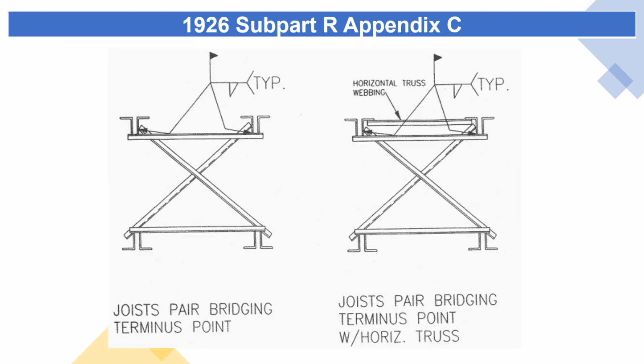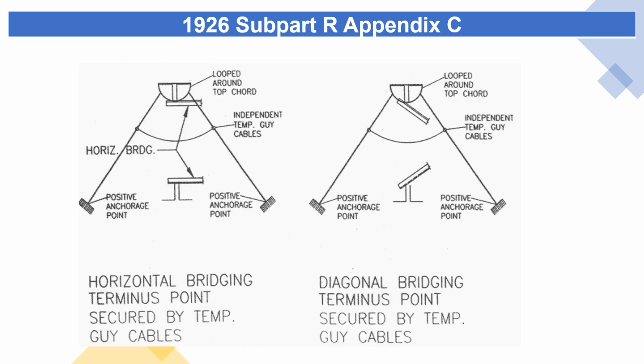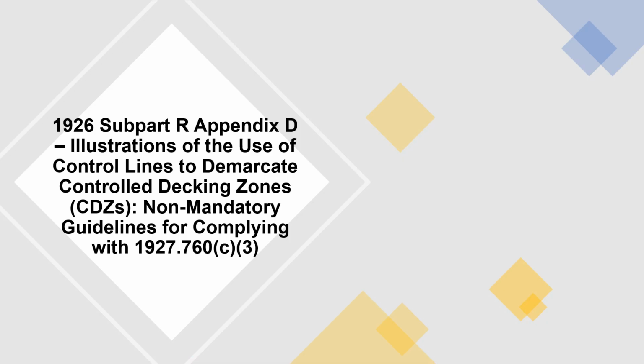Joists pair bridging terminus point. Joists pair bridging terminus point with horizontal truss. Horizontal bridging terminus point secured by temporary guy cables. 1926 Subpart R Appendix D. Illustrations of the use of control lines to demarcate controlled decking zones, CDZs.